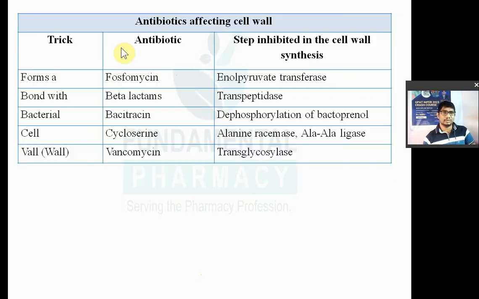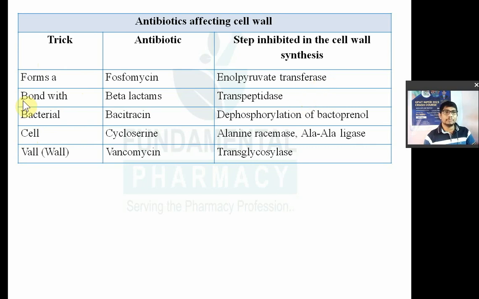Now, antibiotics affecting the cell wall: different antibiotics affect cell wall formation. So antibiotics will affect the cell wall. What do the antibiotics acting on the cell wall do? They will form bonds with the bacterial cell wall. There is a trick you have to remember. They will form bonds with the bacterial cell wall. Forms means what? F is for phosphomycin. So what does it do? It inhibits the enol pyruvate transferase. Now, what does bond mean?